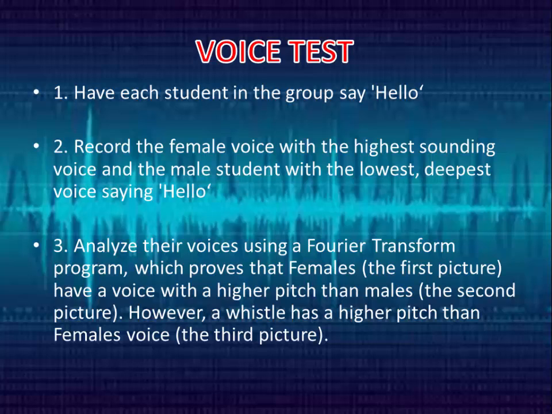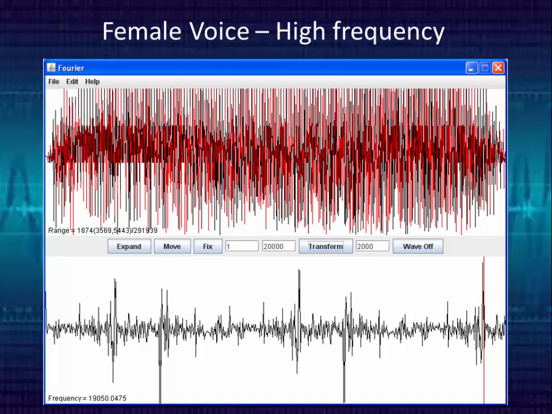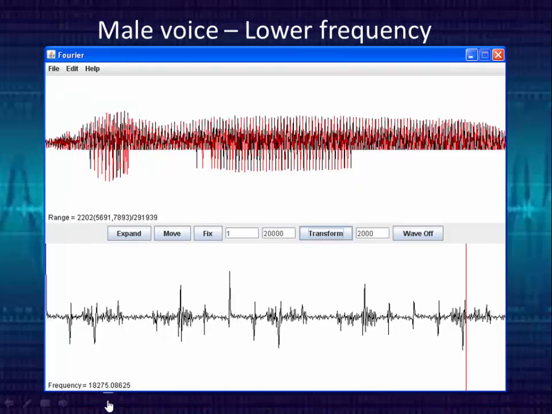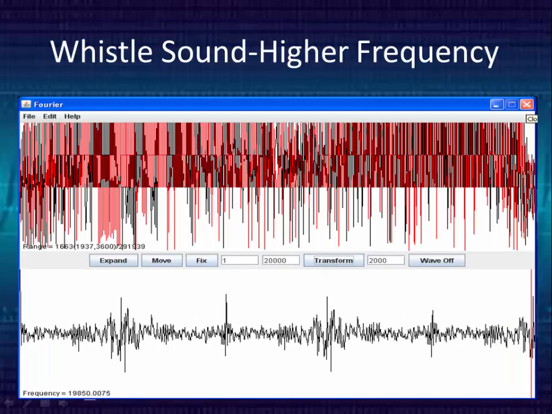When I compare the whistle and the female voice, the whistle has a higher pitch than the female voice. The pictures are here. Female voice with higher frequency. The frequency is very high. You can see the frequency here, 19050. And when I see the male frequency, it is less. When I see the frequency of the whistle, it is high, 19850. That is 050, and this is 850. The frequency here is high for the whistle.